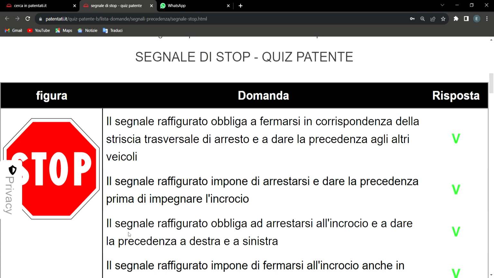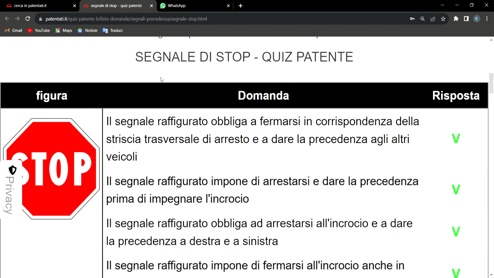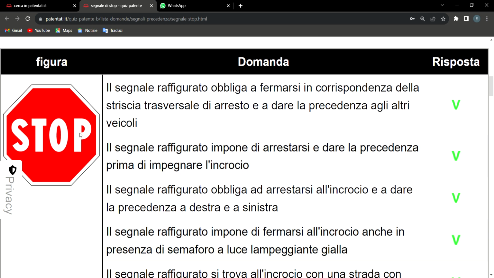So in our video today we shall be looking at the term Segnale di stop. Segnale di stop, so you can see it here. In English this simply means the sign of stop. You can see the symbol here. Generally this sign is usually found in a junction with poor visibility, a junction that has low sight.